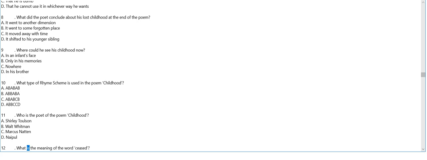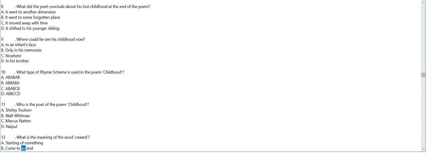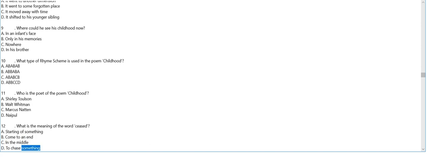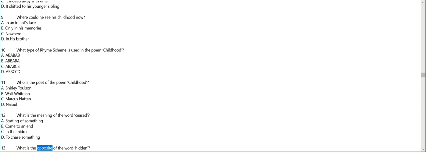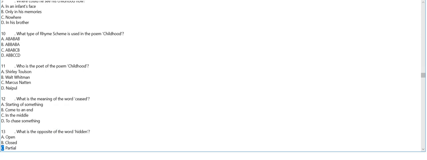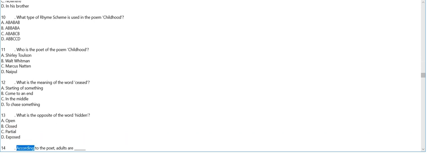12. What is the meaning of the word ceased? A. Starting of something. B. Come to an end. C. In the middle. D. To chase something. 13. What is the opposite of the word hidden? A. Open. B. Closed. C. Partial. D. Exposed.